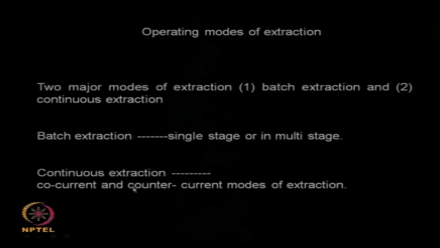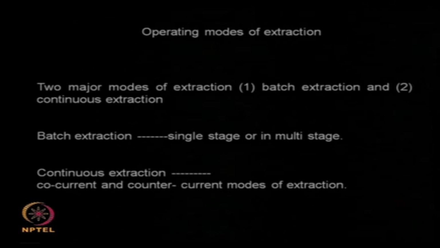The continuous extraction can be done either in a co-current mode or in a counter current mode. That means both the streams may be flowing in the same direction, and that is called co-current, or the streams could be flowing in opposite directions, that is called counter current. Counter current is generally preferred because the extraction efficiency is much higher than the co-current mode.